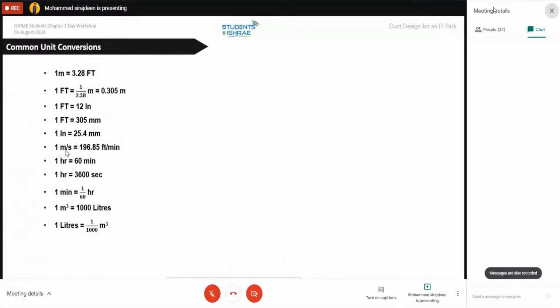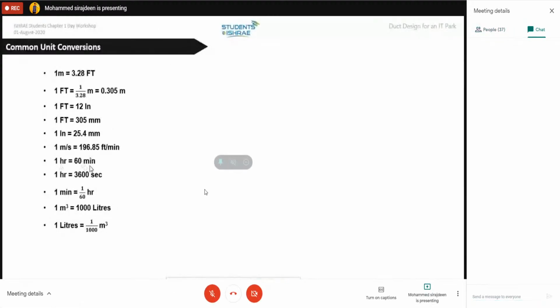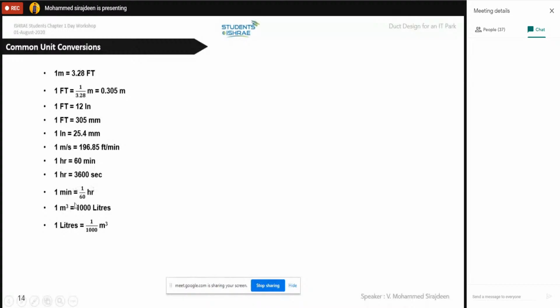1 meter per second is equal to 196.85 feet per minute, which is fpm. 1 hour is equal to 60 minutes. 1 hour is equal to 3600 seconds. 1 minute is equal to 1 by 60 hours. So the reverse calculation applies.